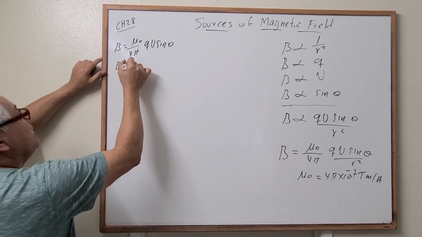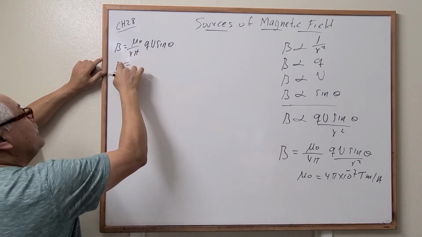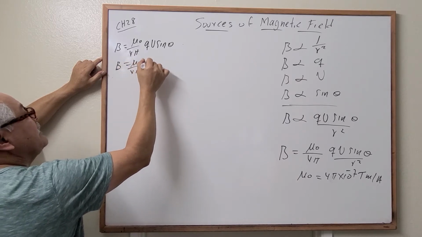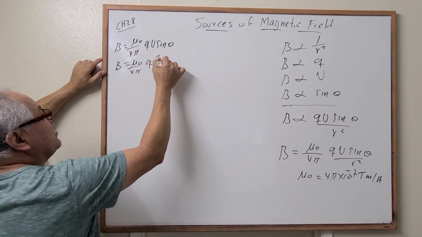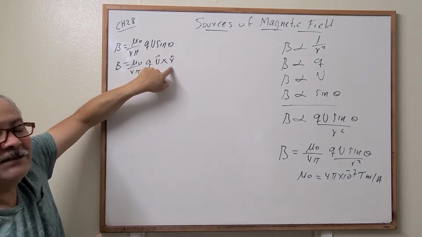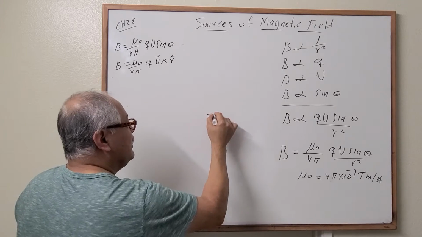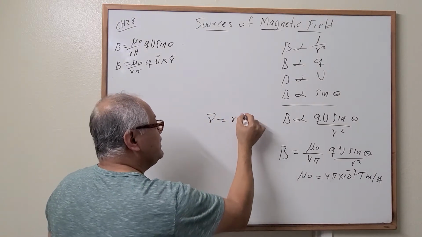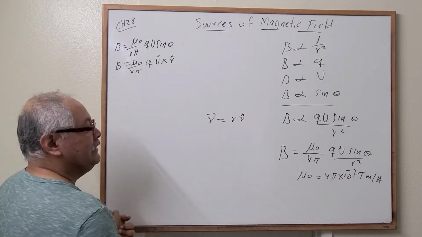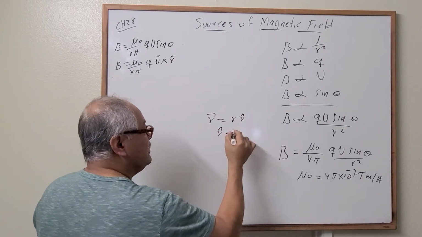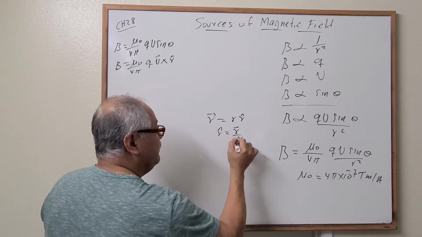The magnetic field is equal to mu naught over 4 pi times the charge times this cross product. It's going to be v cross r hat. In this case, we can represent the vector r as the magnitude times the direction, right? We can say that this unit vector is equal to this vector divided by r.